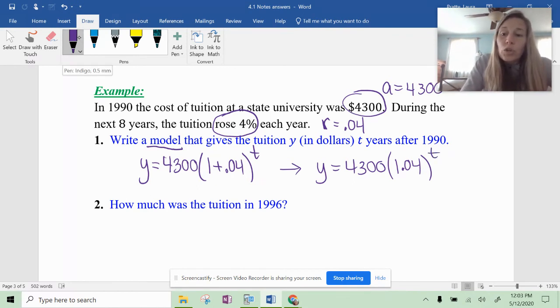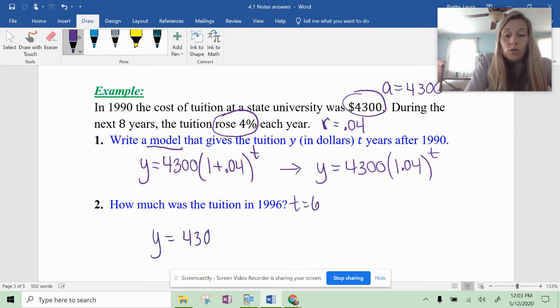So now you can use that model to figure out how much it's going to be after any number of years, right? So if 1990 is like your year 0, 91 would be 1 year, 92 would be 2, and so on. So 96, you're going to use t equals 6 to solve that. So on your calculator, you're going to do 4,300 times 1.04 raised to 6.